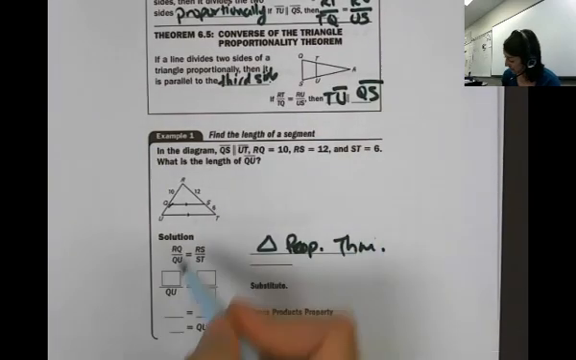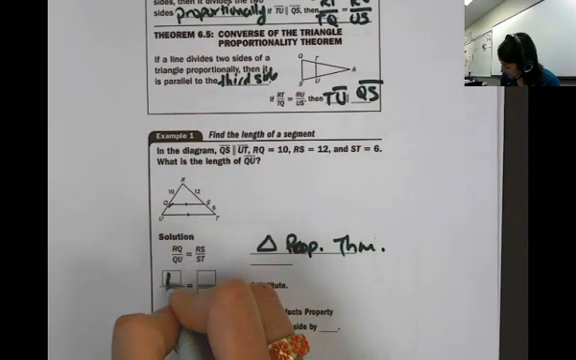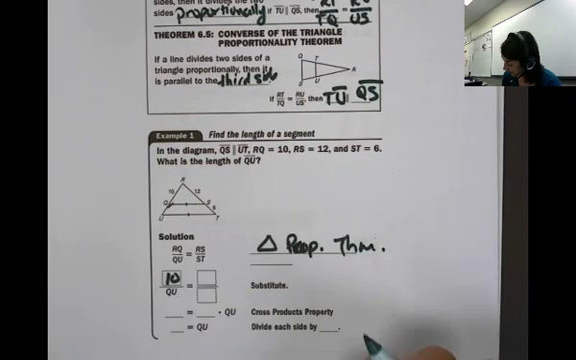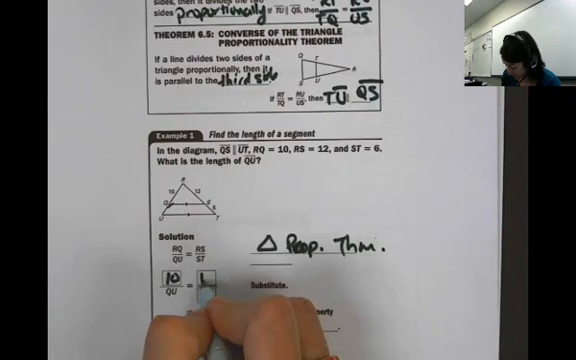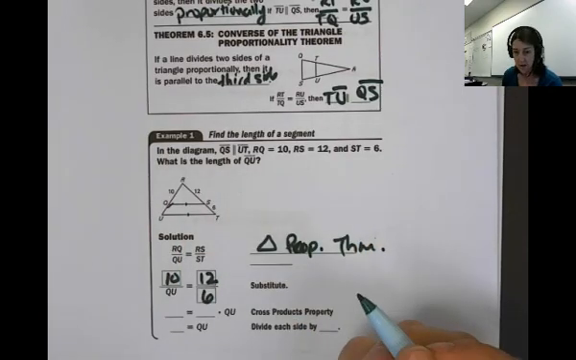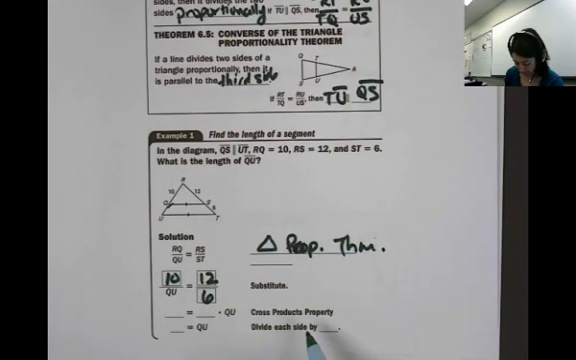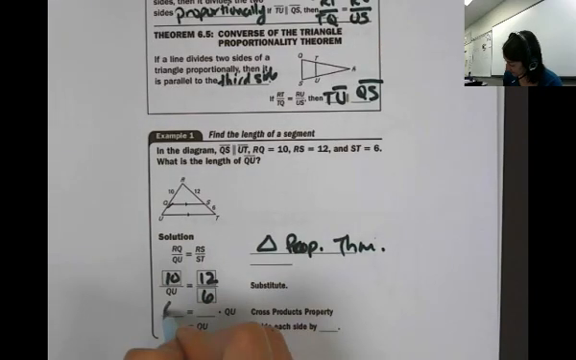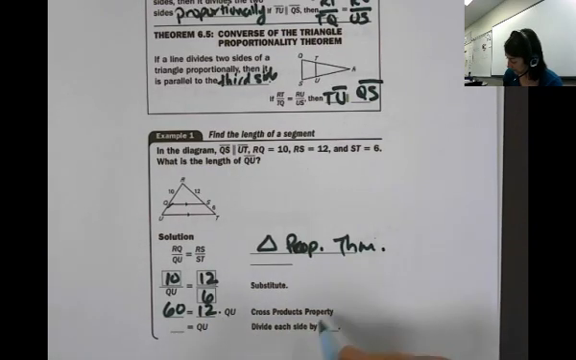And now I'm going to start plugging in what I know. RQ is 10. I don't know QU. That's what I'm trying to find. RS is 12. ST is 6. Okay? And then we're going to use cross products property. 10 times 6 is 60. And then 12 times QU. Divide both sides by 12. QU is 5.